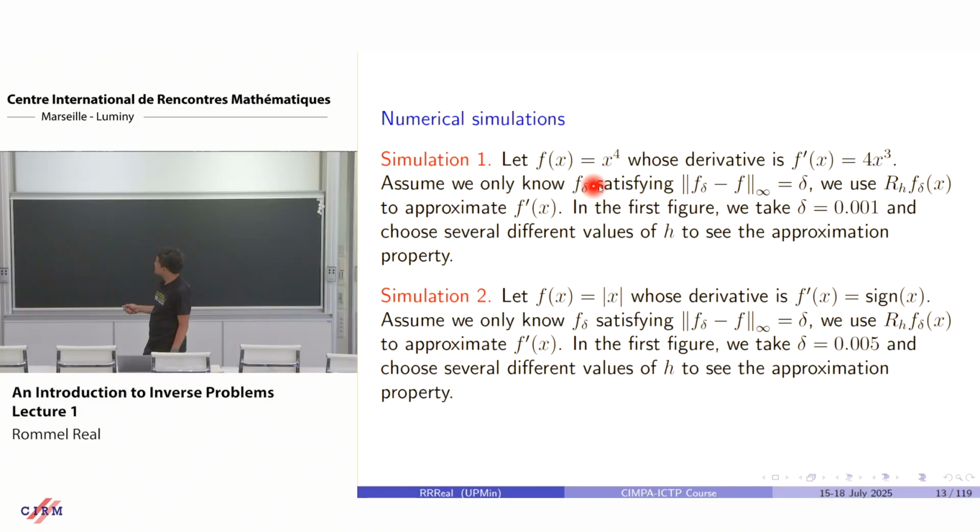So in the first simulation, we have the derivative. Let's see the actual approximation using the center difference in approximating f prime. Given delta is equal to 0.01, we'll choose several different values of h. In the second one, we'll do the same thing, but here we will use an absolute value function of x, which we know is not differentiable at 0. That's why it's discontinuous at 0.